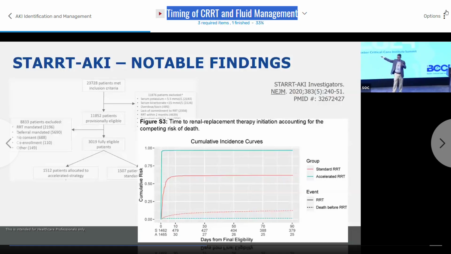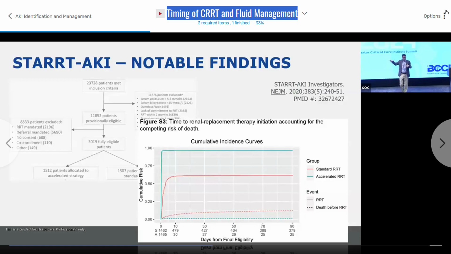Only about 50% of patients, 60% of patients in that standard arm ended up getting dialysis, okay? Now, go down to these dash lines. So on the green dash line on the bottom, these are the people in the accelerated arm. No one died before dialysis was initiated. Okay? In the standard arm with these dashed line, you can see that there is not an inconsequential number of patients that died here before dialysis was initiated.